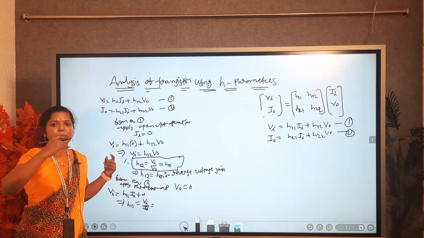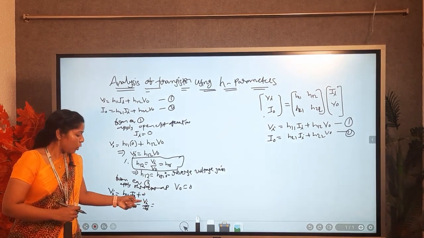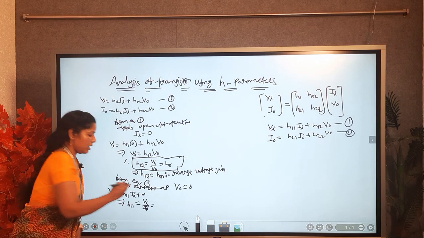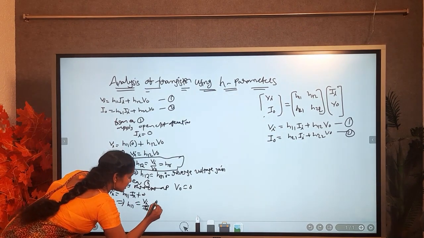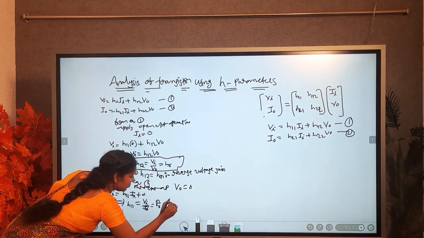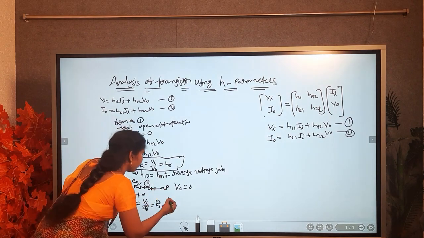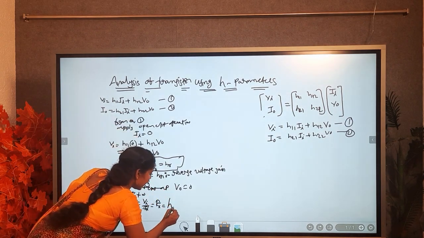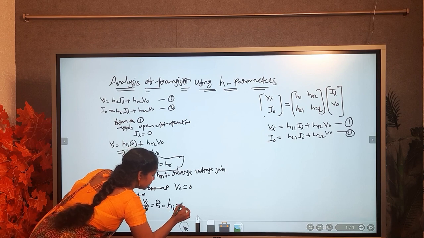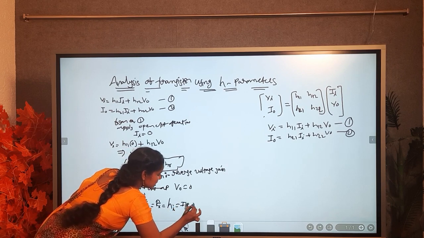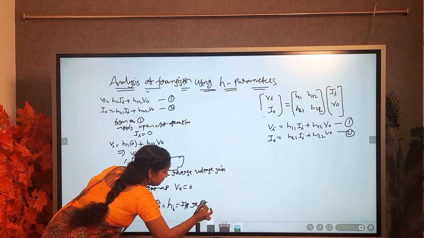I suffix I means input. So input voltage by input current. It is nothing but a resistance Ri. It can be represented in the H form, hybrid parameters. How do we represent it? HI is the input resistance.